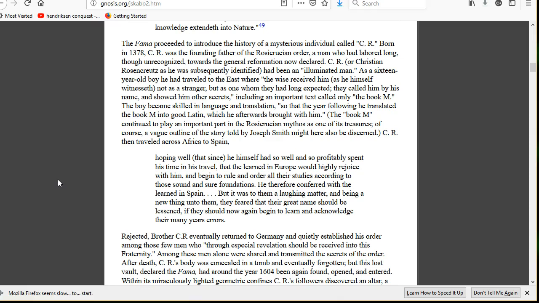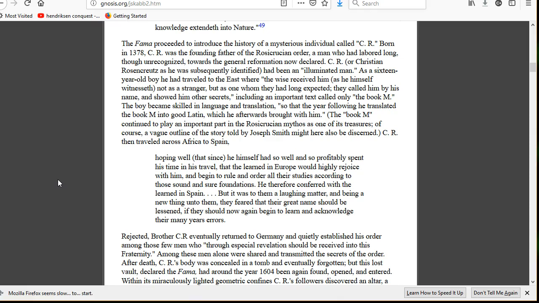What is so intriguing is what comes up here. He says the Fama proceeded to introduce the history of a mysterious individual called C.R. Born in 1378, C.R. was the founding father of the Rosicrucian Order, a man who had labored long, though unrecognized, towards the general reformation now declared. C.R., or Christian Rosenkreutz, as he was subsequently identified, had been an, quote, illuminated man, unquote.